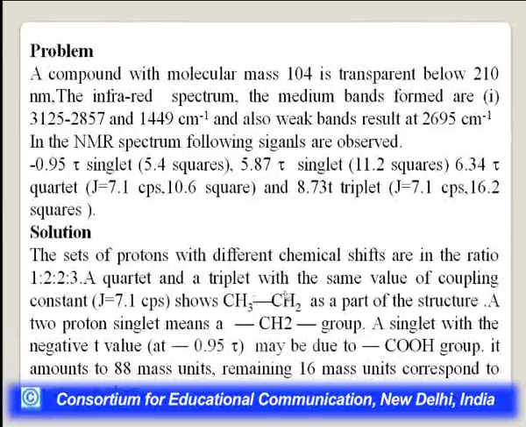A quartet and a triplet with the same value of coupling constant, that is 7.1, 7.1, shows that this can be a moiety. A 2 proton singlet means a CH2 group. A singlet with the negative value, we have observed in the previous case also, the negative value immediately gives an idea that there should be a carboxylic group. And when we calculate the total mass of these moieties, it comes out to be 88 apart from 104. So 16 mass is remaining, which corresponds to an oxygen atom.